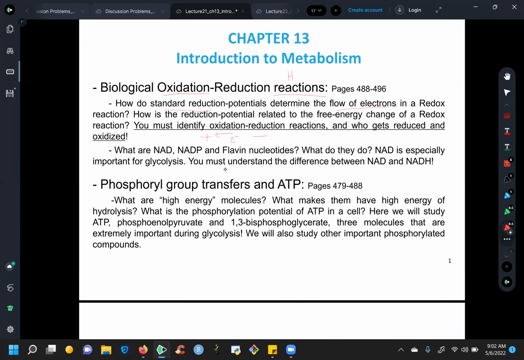What are NAD, NADP, and flavin mononucleotides? NAD is especially important for glycolysis. You must understand the difference between NAD and NADH. So this is the oxidized version, NAD. NADH is the reduced version. So NAD will go around to different places and pick up H's or electrons, and then it will take them to the citric acid cycle so that the energy that is used to transfer electrons can be used to pump protons across the membrane.